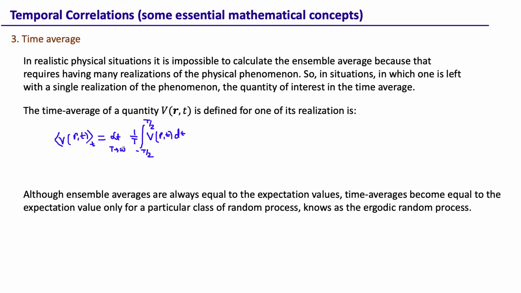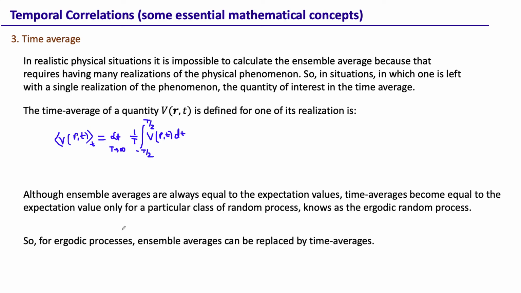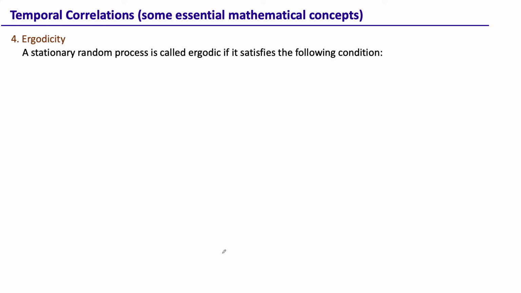Now, although ensemble averages are always equal to the expectation values, time averages become equal to the expectation value only for a particular class of random process, which is called the ergodic random process. So, only when we know that the process is ergodic can we actually use time average to replace ensemble average. So, for an ergodic process, ensemble average can be replaced by time average, otherwise not. So, first we need to see what an ergodic process is, because if the process is ergodic, then we have a much nicer and much easier way of calculating the ensemble average, which is just by time averaging.